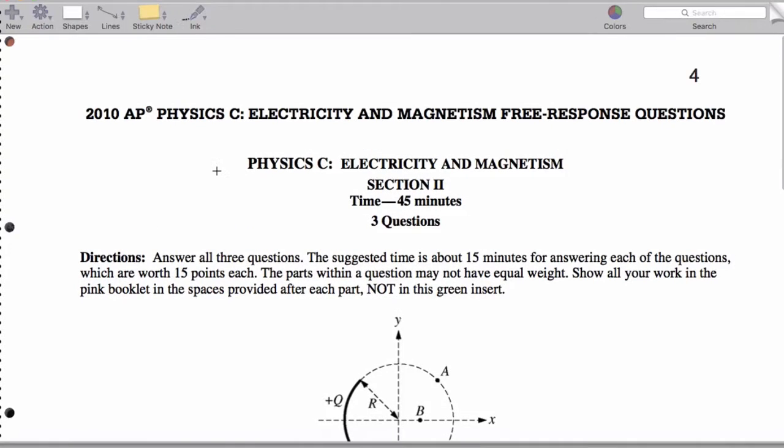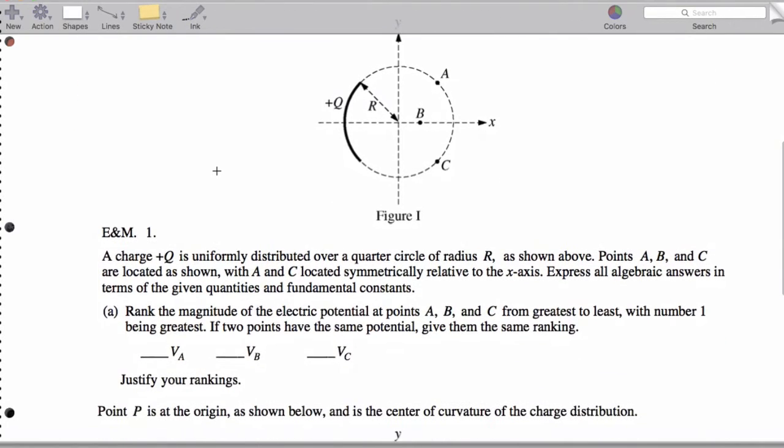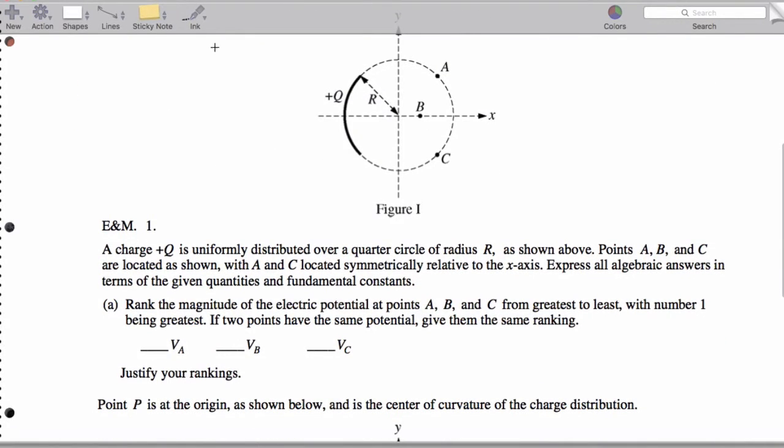We're going to take a look at the 2010 homework assignment. Number one says rank the magnitude of the electric potential at points A, B, and C from greatest to least. Number one being greatest, and if two points have the same potential, give them the same ranking. One thing we should note is that the closer we are to a point charge, for example, the bigger the electric potential.